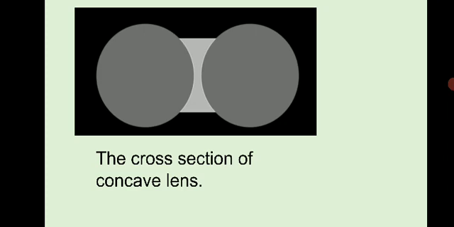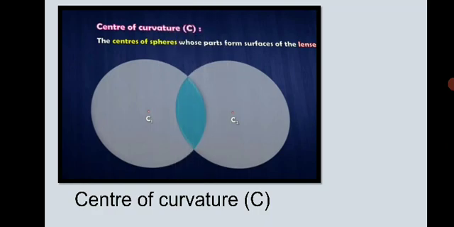When we study lenses, we have to use many concepts. Let us move to the next point, that is the concepts used in lens. First one is the center of curvature, C. The centers of spheres whose parts form the surfaces of the lenses are called centers of curvature of the lens. Thus, any convex lens has two centers of curvature C1 and C2.